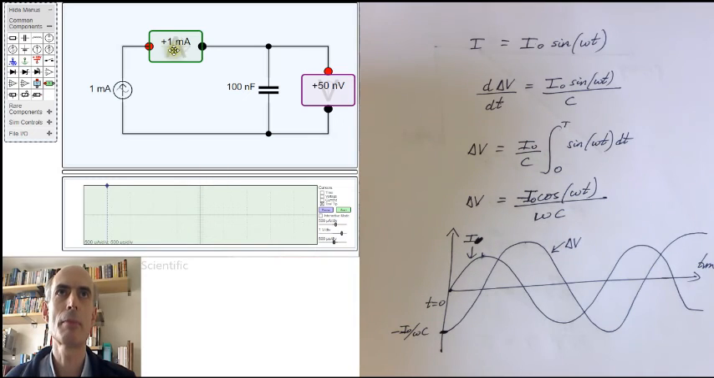Here I've added an ammeter into the circuit as well, so that we can see the current as well as the voltage across the capacitor. And just as the maths predicted, we can see that the current here, that's the green waveform, is 90 degrees ahead of the voltage across the capacitor. That's the purple waveform here, the voltmeter.